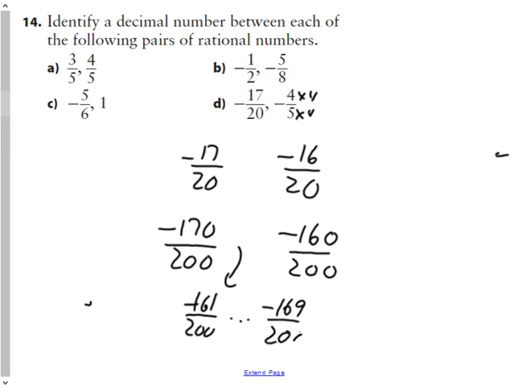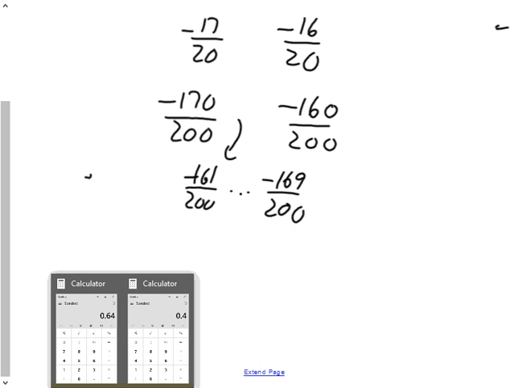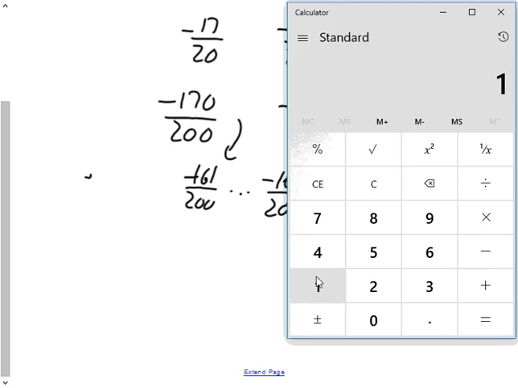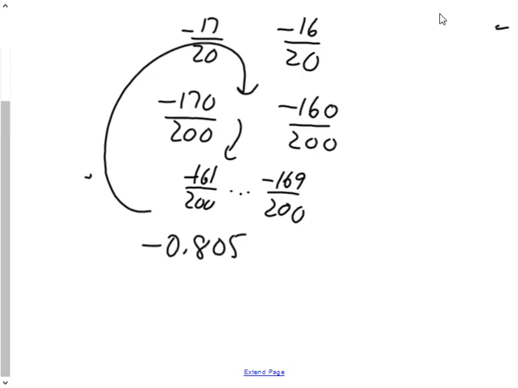And any one of those can be converted into a decimal. So I'm just going to choose the first one. Let's see if I get my calculator here. -161 divided by 200, and that is going to be -0.805, which would be a decimal that fits in between there. Okay, that would be one. And you could do the rest of them, -162 over 200, and so on and so forth.